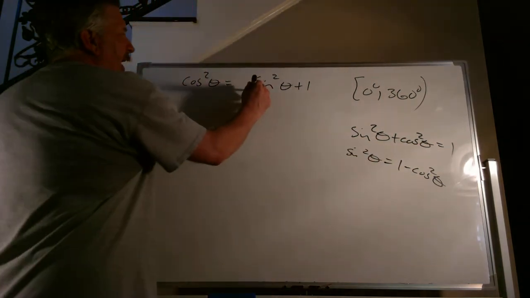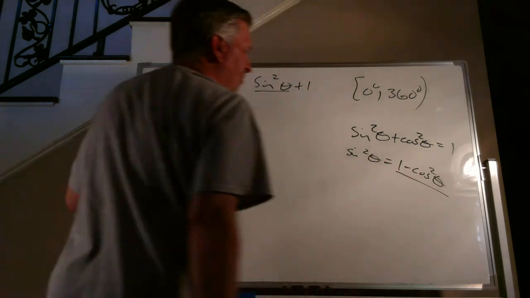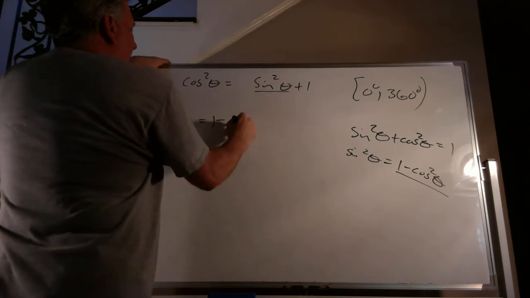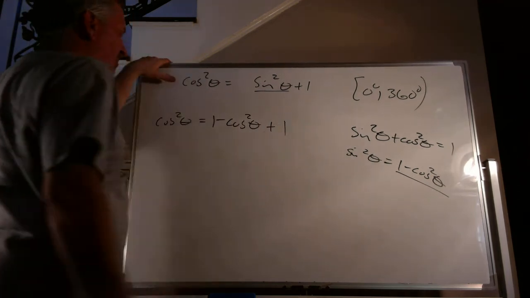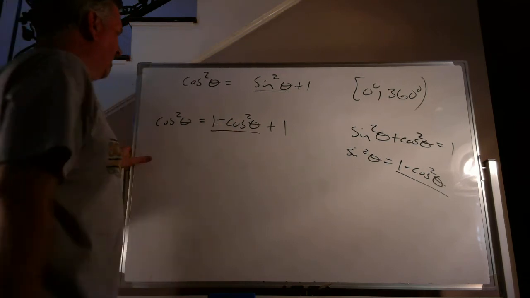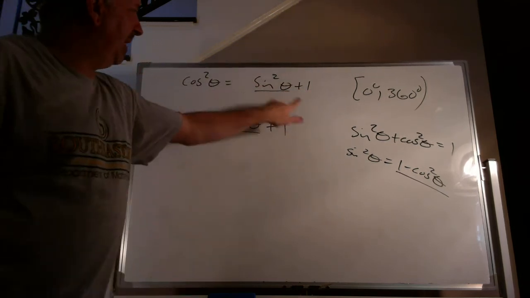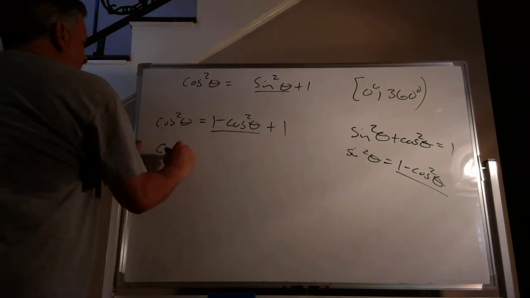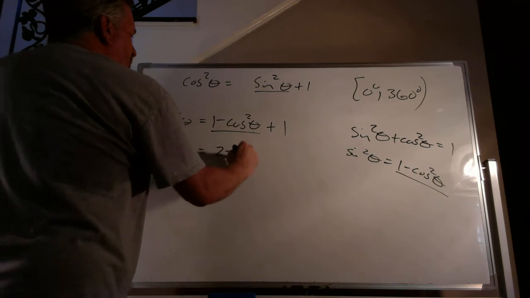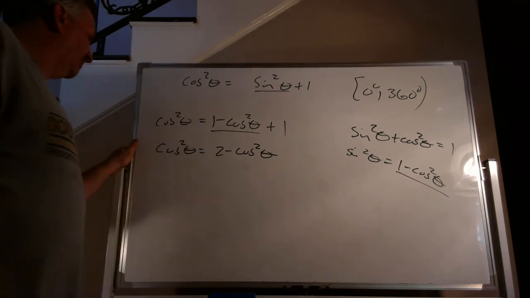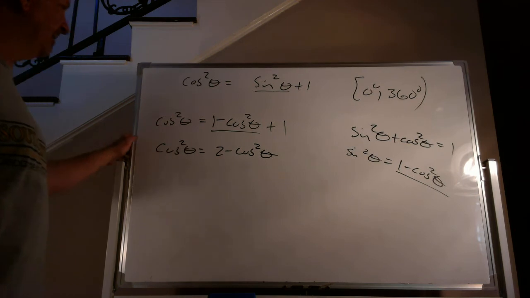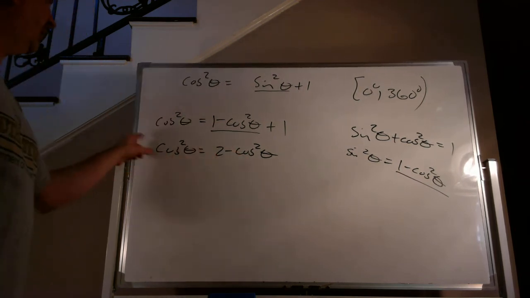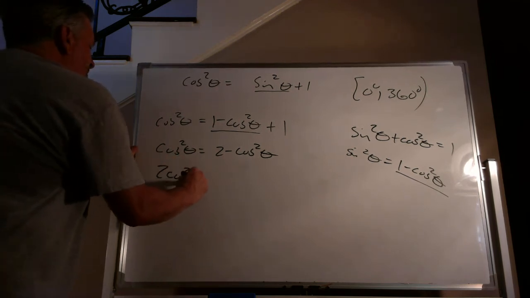So now I can replace that sine squared with 1 minus cosine squared. So let me do that. Cosine squared theta, that's this one, is 1 minus cosine squared theta plus 1. So that's my replacement. I left that alone, I replaced sine squared with something it's equal to. Okay, so what do I have? I have cosine squared theta is 2 minus cosine squared theta. 1 plus 1, that's all I do. Okay, let me add cosine squared to both sides. If I add cosine squared to both sides, I get 2 cosine squared theta is 2.